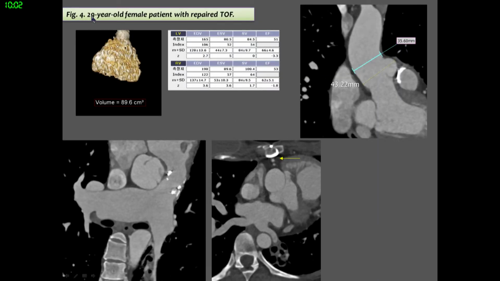This is a 29-year-old female patient with repaired TOF. CCT can assess volume and function of the ventricle, PVR size, stenosis, pulmonary artery size, retrosternal course of the coronary artery, and aortic root dilatation.